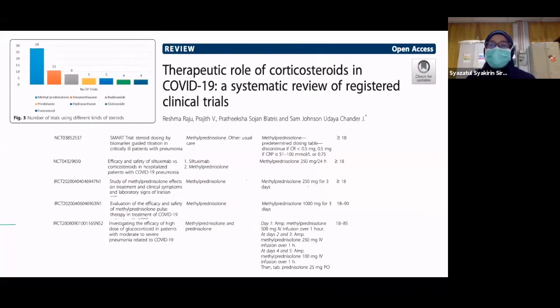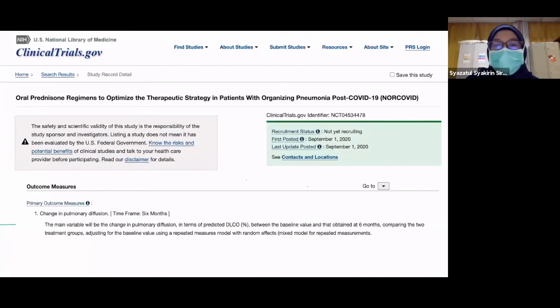And other systematic reviews of registered clinical trials also use a range of doses of steroids ranging from 250 to 1000 milligram over a range of many days. So it could be 3 days up to 5 days. And this is a clinical trial that, at this point of time when I put it together, was still not yet recruiting, but they are recruiting patients now.